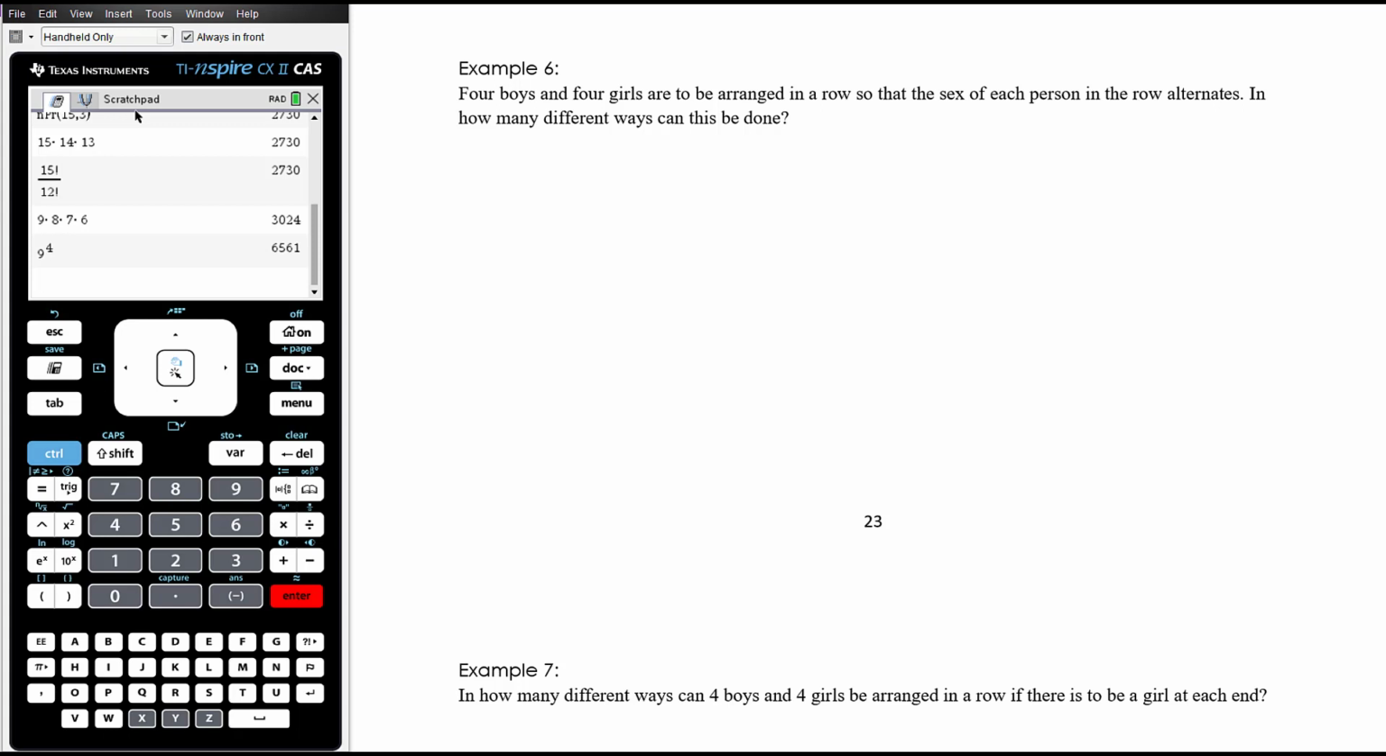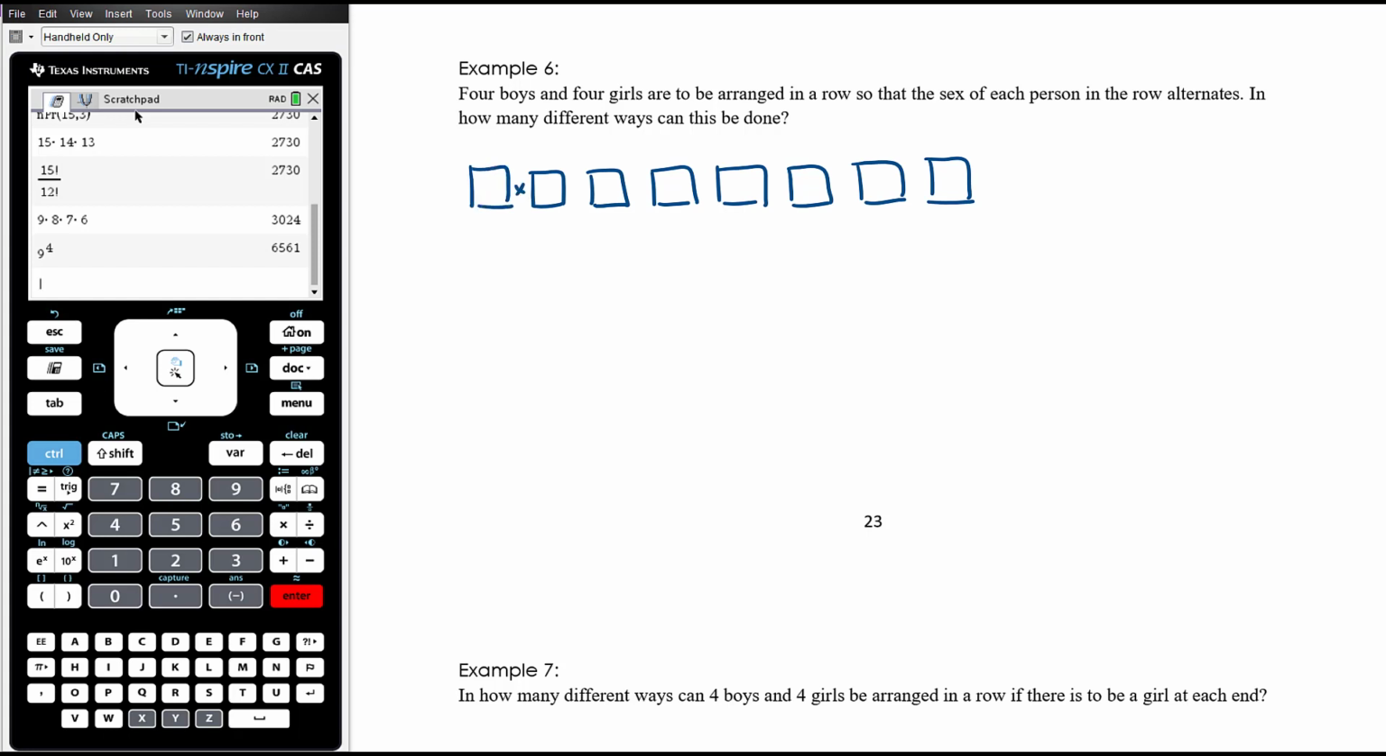Okay, so a couple of different ways to think about this. I'm going to do it in a few different ways. We have 8 seats to fill. Let's imagine we've got 8 people, we're going to seat them in a row. We want the sex of each person to alternate. So 1, 2, 3, 4, 5, 6, 7, 8. Okay, so then we could do what we've been doing with the numbers up until now.